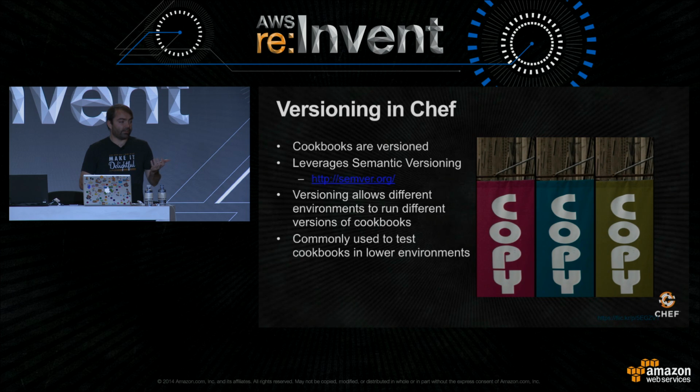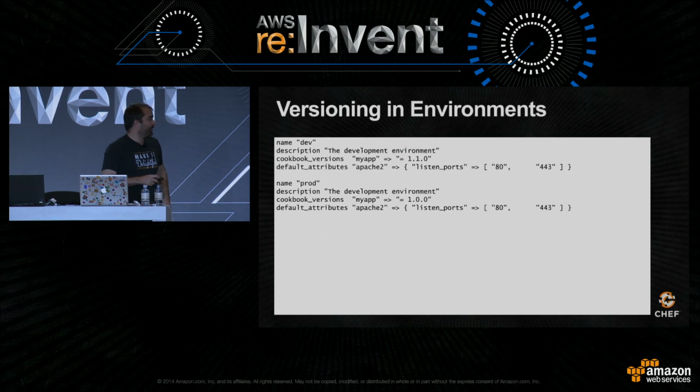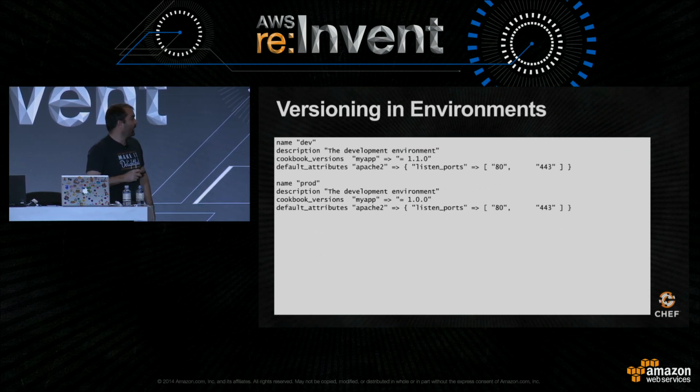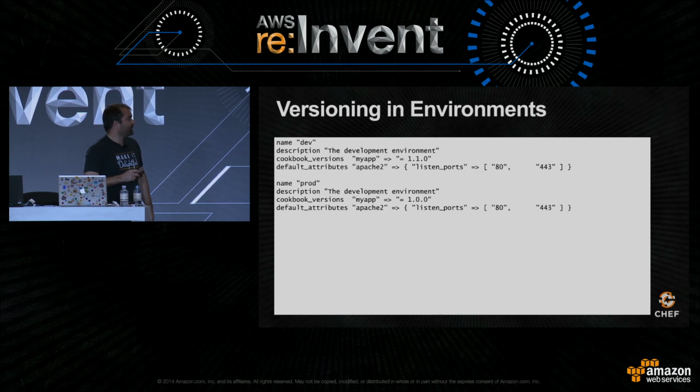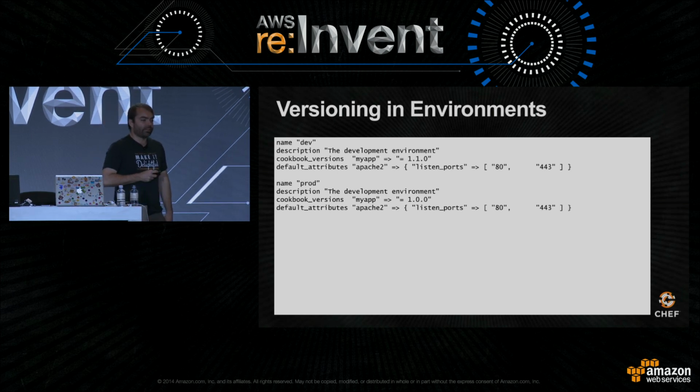And it's commonly, as I said, used to test cookbooks in lower environments before I actually push them into a production environment. So what I can do inside of Chef is describe what we call environments. You can lock an environment to a particular version of a cookbook. I could say here that because I'm in dev, my app is 1.1, and in prod, it's still going to be at 1, right? So I'm going to test these changes in my lower environment and then push them up.